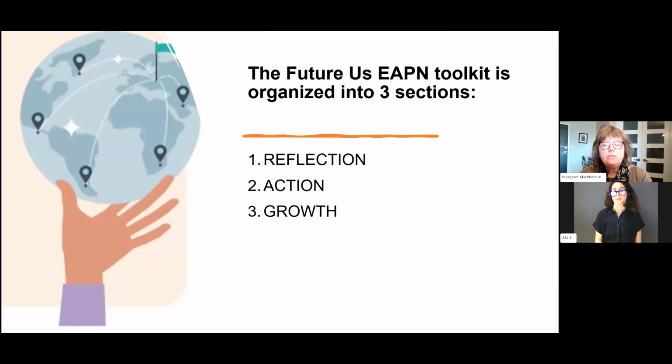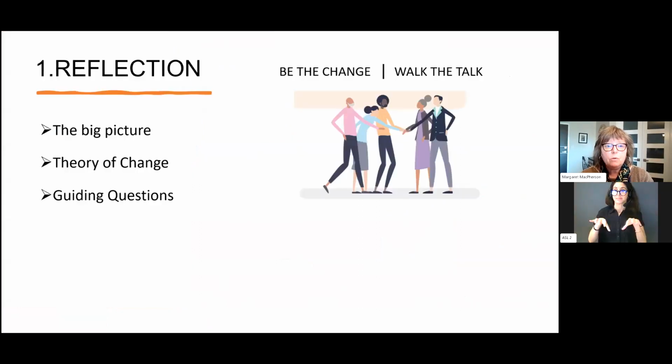So we've organized the toolkit into 3 sections. The first is reflection, the second is action, and the third is about growth. When we talk about reflecting, the way to capture this idea, I think, is about being the change and walking the talk. We paint a bigger picture that says, we are all social change agents. That is so true if you understand that we live in an interdependent and interconnected world, and that every action that you take has an impact of some kind. And part of what we are called to do is to be more thoughtful about the kind of impact that we are having in any given situation.